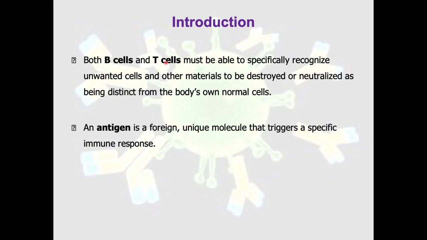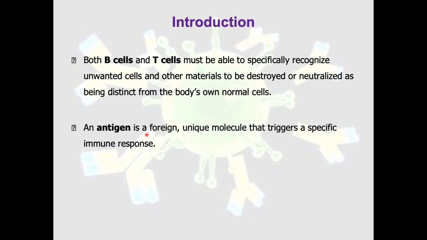So that's why B cell and T cell have to play an important role, so that both of them have to recognize all cells that originate or appear in our body systems. So other material than recognized cells will be destroyed or neutralized as it is distinct from the body's own normal cells. So other than cells from our body, everything will be recognized as a foreign substance, so it will be subjected to being destroyed or neutralized.